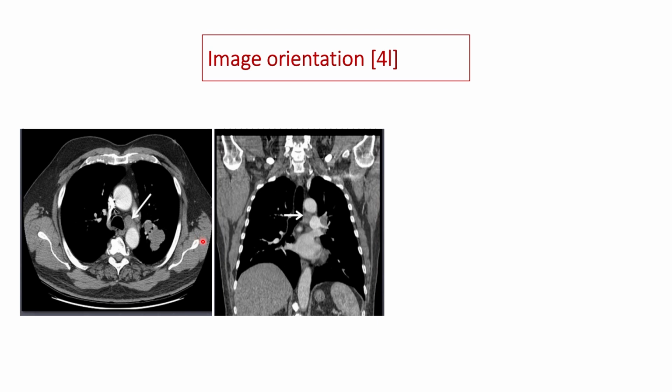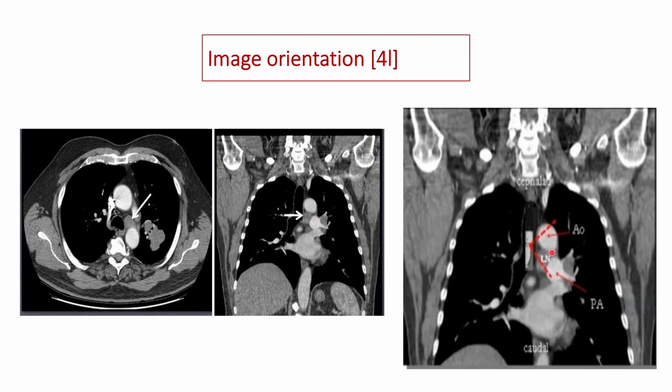So just for the image orientation, here we can see this is the 4L node. In this section you can see this is the 4L node, this is the aortic arch and the pulmonary artery. So that's how your scope will be scanning the nodes.